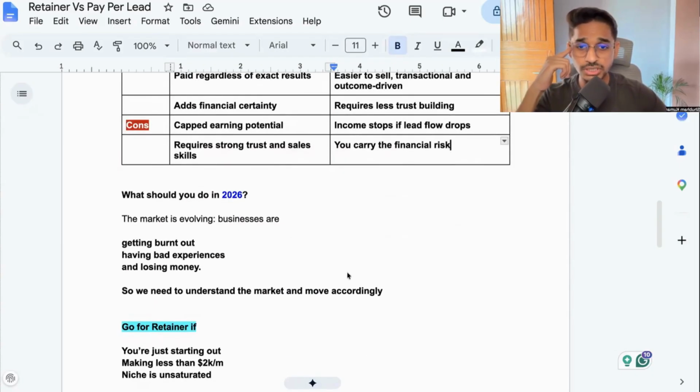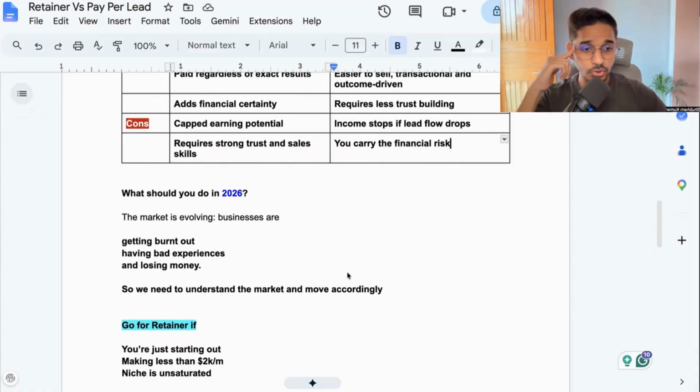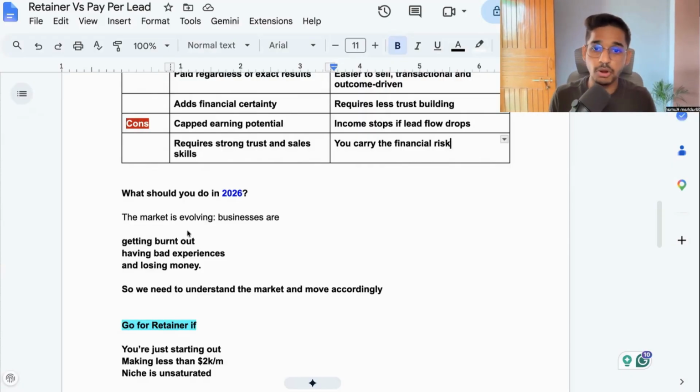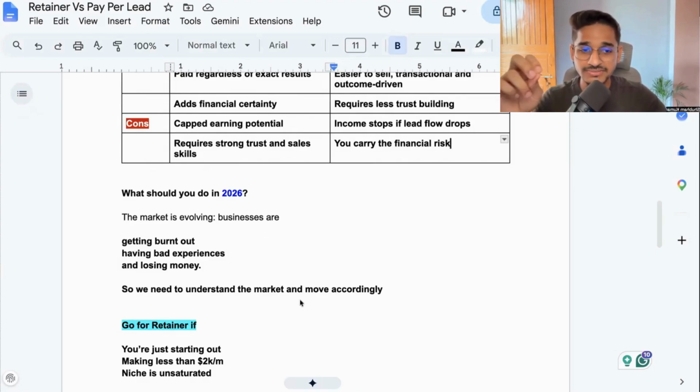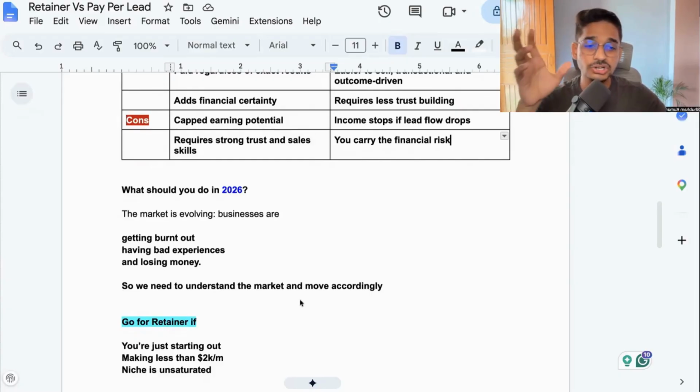So now the question would be what you should do in 2026. Okay. So if you ask about my experience, what you should do, I would say the market is evolving. The businesses are getting burned out, having bad experiences, and losing money on different agencies. So we need to understand the market and move accordingly. And you might have seen that the market is literally shifting from the retainer model to the pay per lead or pay per appointment model. Okay. So you need to understand that and make the shift accordingly.